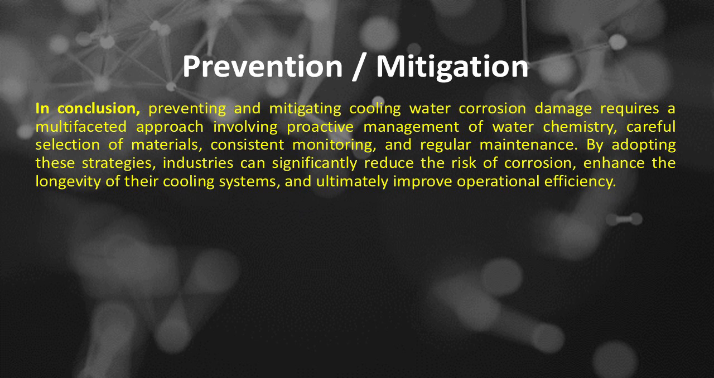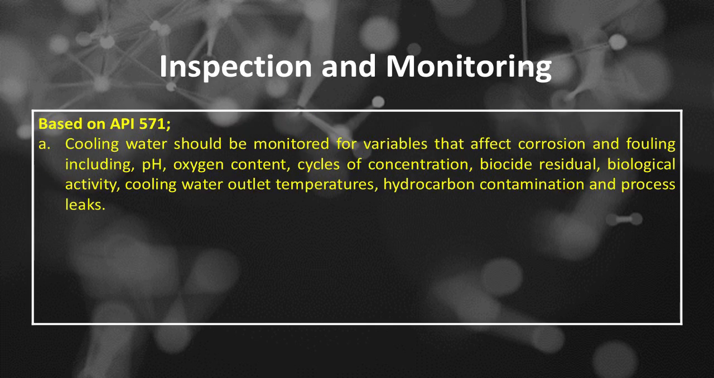In conclusion, preventing and mitigating cooling water corrosion damage requires a multifaceted approach involving proactive management of water chemistry, careful selection of materials, consistent monitoring, and regular maintenance. By adopting these strategies, industries can significantly reduce the risk of corrosion, enhance the longevity of their cooling systems, and ultimately improve operational efficiency. Cooling water corrosion inspection and monitoring based on API 571.